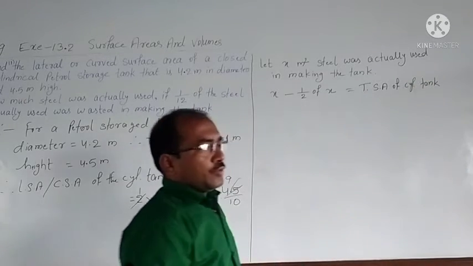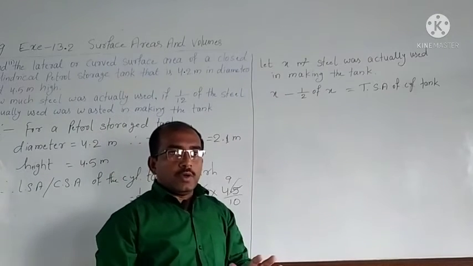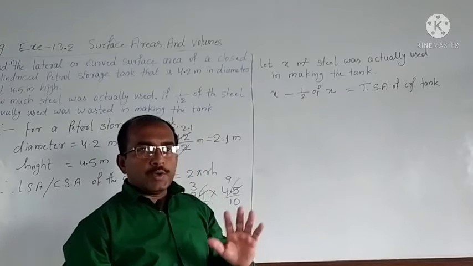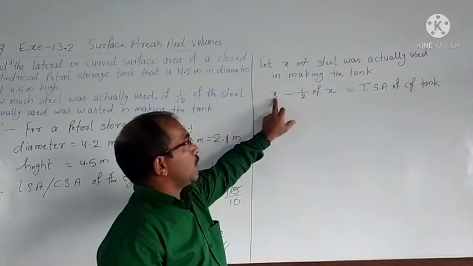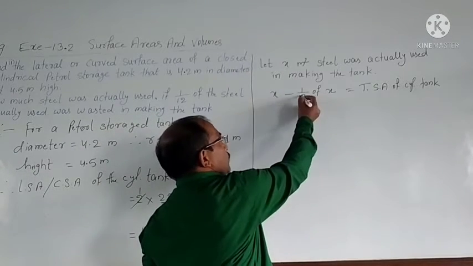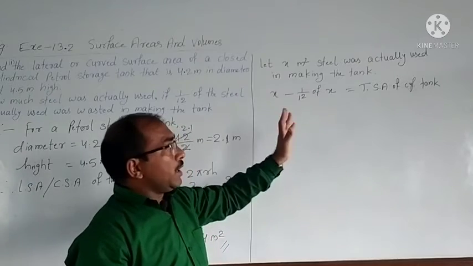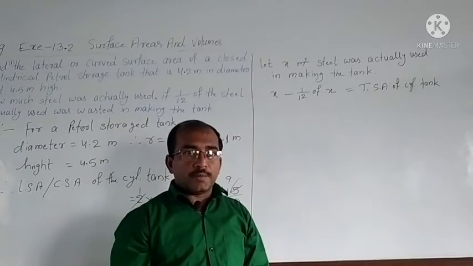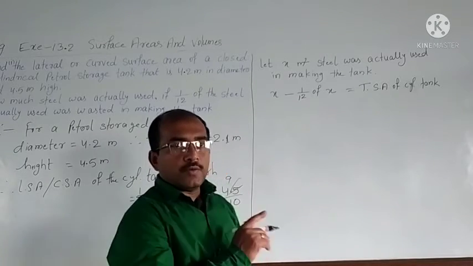I hope you have understood. Once more, let's go through this portion. We do not know how much steel we brought. 1 by 12 was wasted. So we brought x meter square steel, and 1 by 12 of it was wasted. That means 1 by 12 of x was wasted. And how much steel is still in the tank? That is the total surface area of the tank. So this is the concept for it.